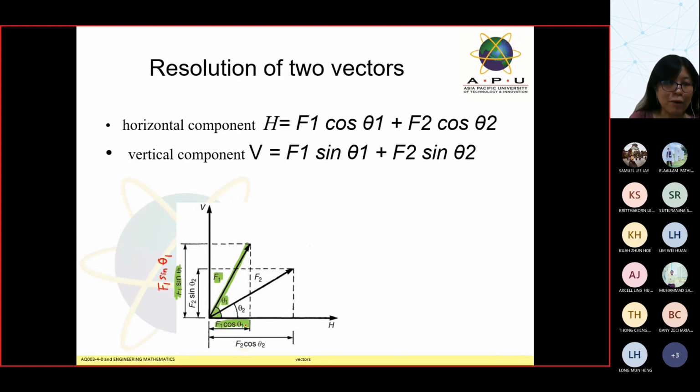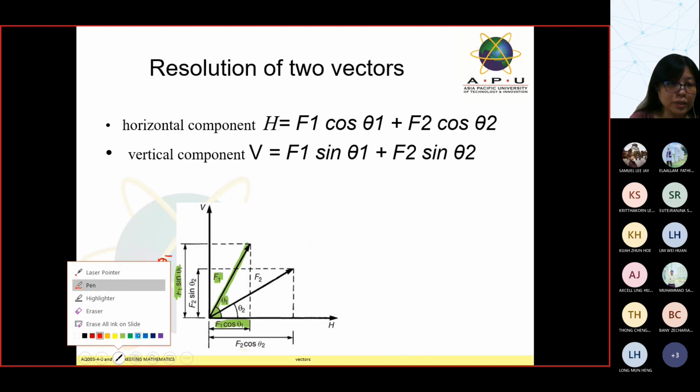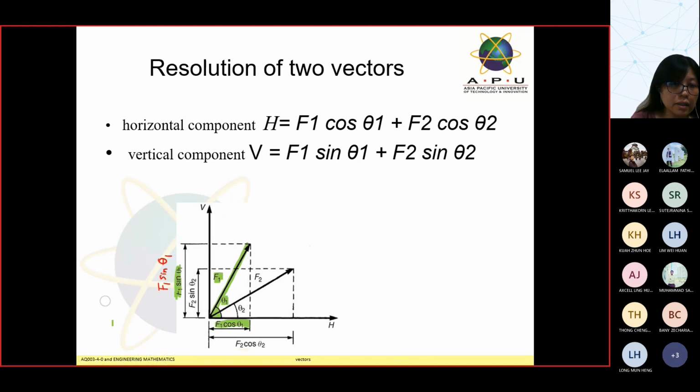Now let's move on to the second force, F2. So this is another vector. This is the line, and this is the angle towards the horizontal, right? So what is the horizontal component for F2? That means F2 cos theta 2. What is the vertical component for F2? It will be F2 sine theta 2. Can you see how they resolve it into two components?